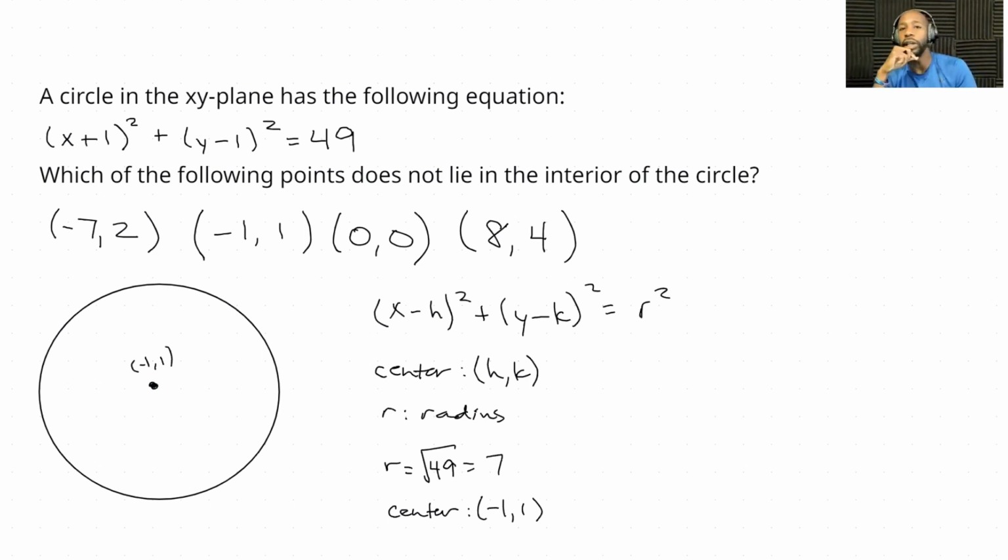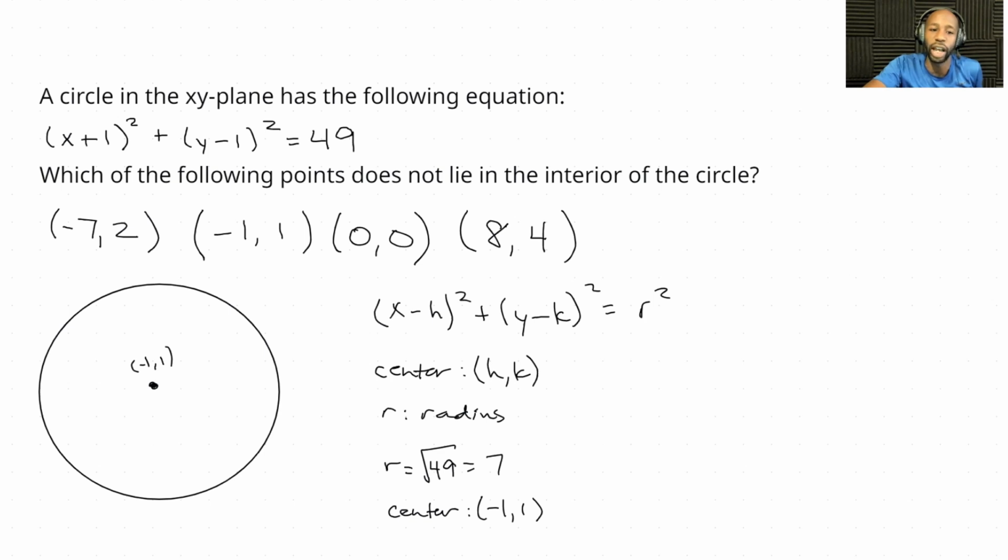So what I want to do here is see what the highest and lowest x and y values are that I can have on the edge of the circle, based on the center of the circle that we've deduced and based on the radius. If the distance from the center to any side is 7, then if we subtract 7 from this coordinate here, negative 1 minus 7 is negative 8.